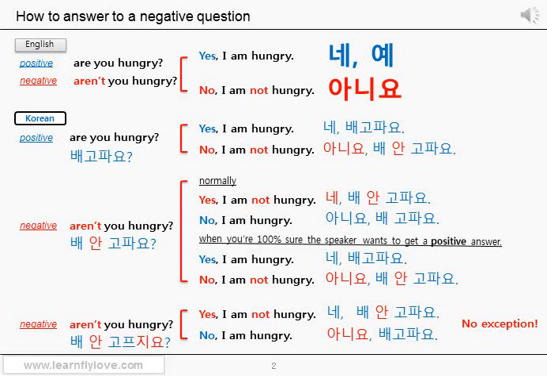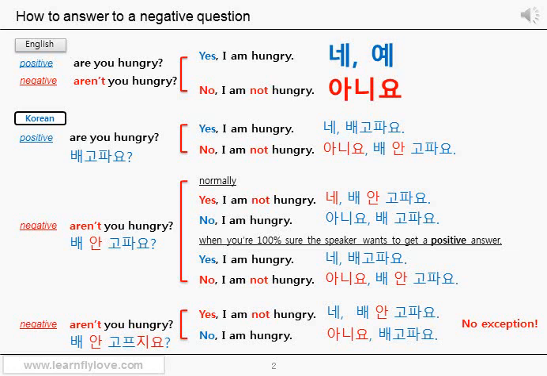But there is something strange as always. When you are 100% sure, the speaker wants to get confirmation of a positive belief so that it was almost the same as asking, "Are you hungry?" You can answer, "Yes, I am hungry," or "No, I am not hungry," as you do in English, even though the original question was a negative question.